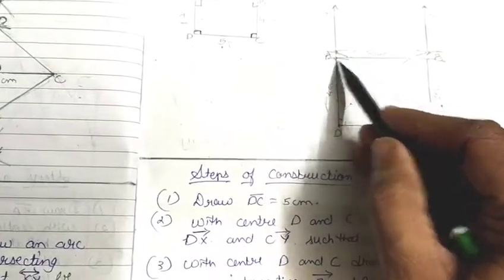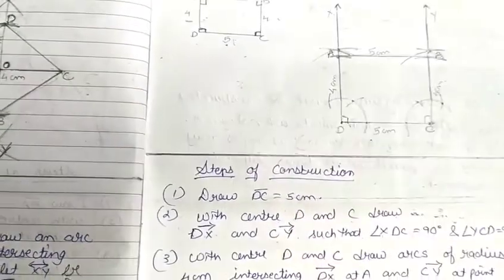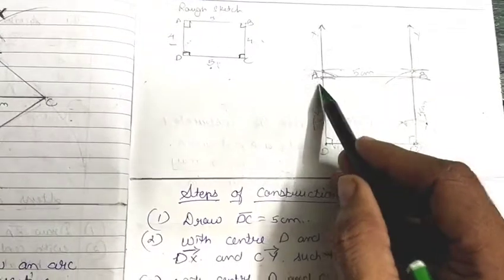Now after getting those connecting points, join AB. This is how we got our rectangle ABCD.